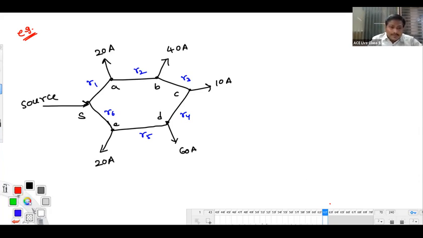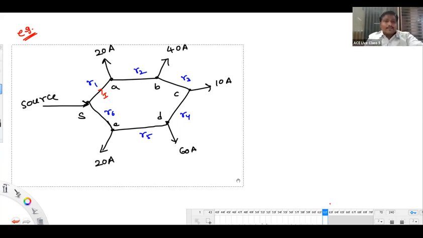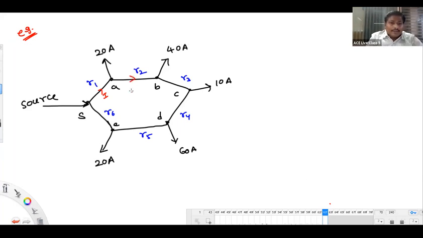For that purpose, we have to find out the current distribution in each and every section. I am saying it again and again: for any problem asked in the distribution system, first concentrate on finding the currents in each and every section. So you assume some current I, which is unknown. Then what is the second current? I minus 20 by KCL. Yes or no? I minus 20 is entering, 40 is drawn, so this current will be I minus 60.